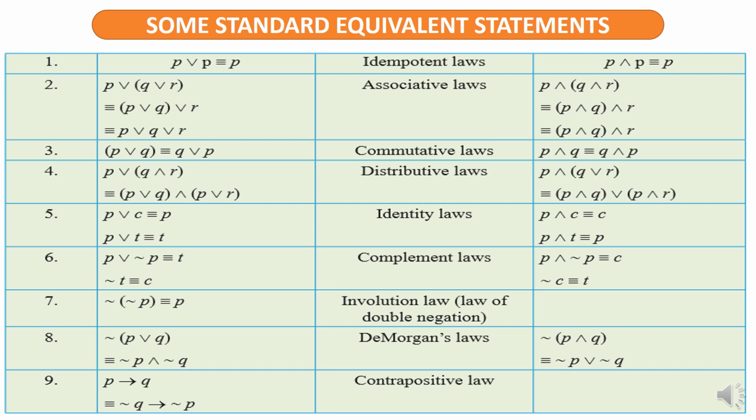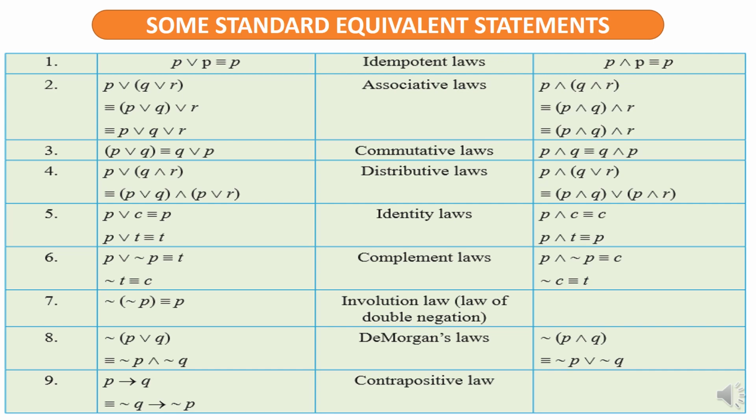Next, complement laws. P or not P is T and not T means C, where the same thing, T is tautology and C is contradiction. It is somewhat like true or false is true. Somewhat like that. We have learned in the truth table there. And similarly, P and not P is C and not C means T. Same thing like true and false is false. Somewhat like that you can remember it.